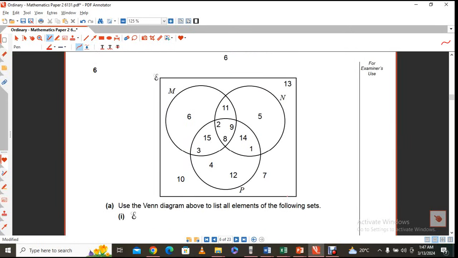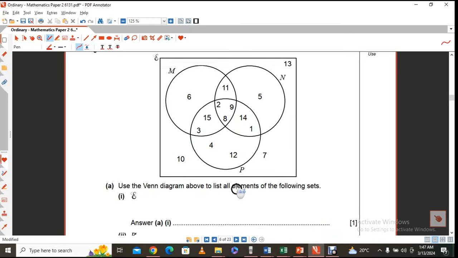Question 6. So you have a Venn diagram here, and by the looks of things, you have 15 numbers. First, they want you to list all the elements of the universal set. Once you do that, you are supposed to remember that implies that you are going to use your curly brackets. So this is simply nothing but 1, 2, 3, all the way up to 15. Of course, do make sure that you study the diagram well and list them all.